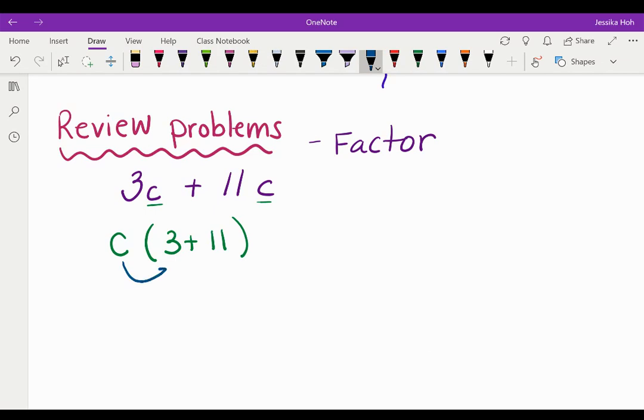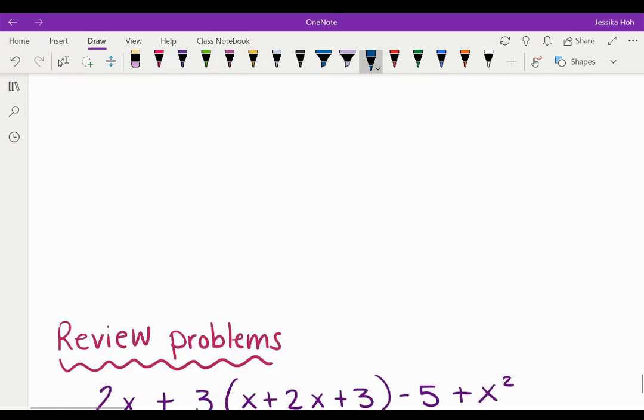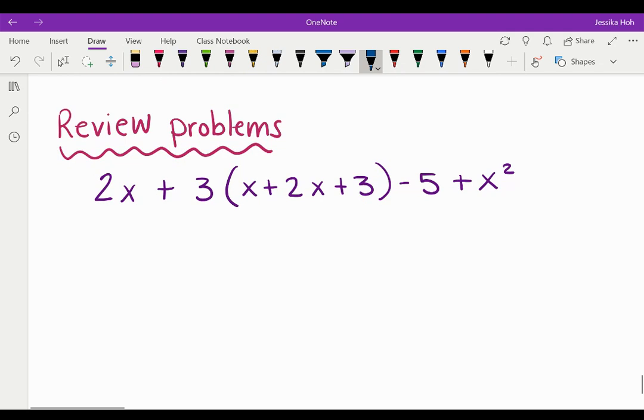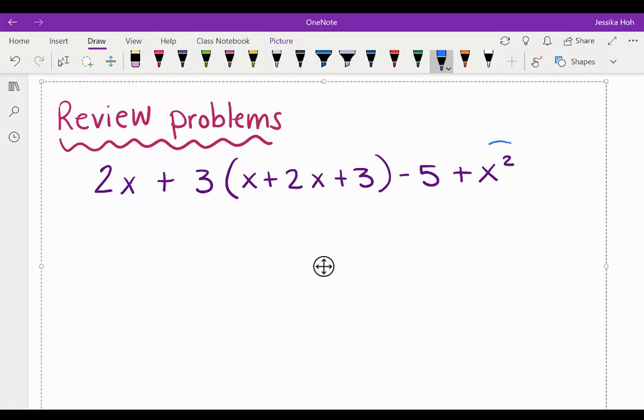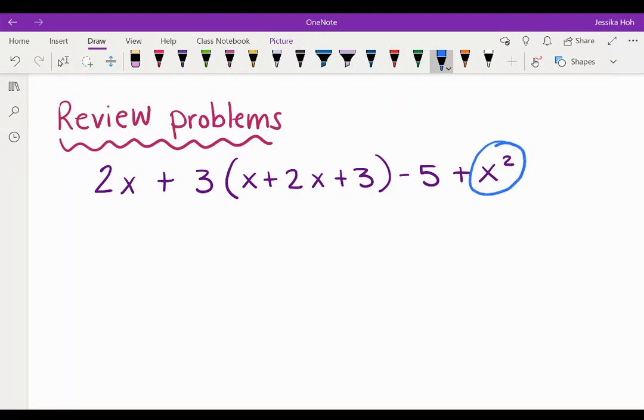I can check my answer by distributing. So 3C plus 11C. So I get my original expression. Next problem that we had difficulties with was our challenge problem. We noticed that right here looks something different. So we cannot add that to a normal x, and I will show you that at the end.